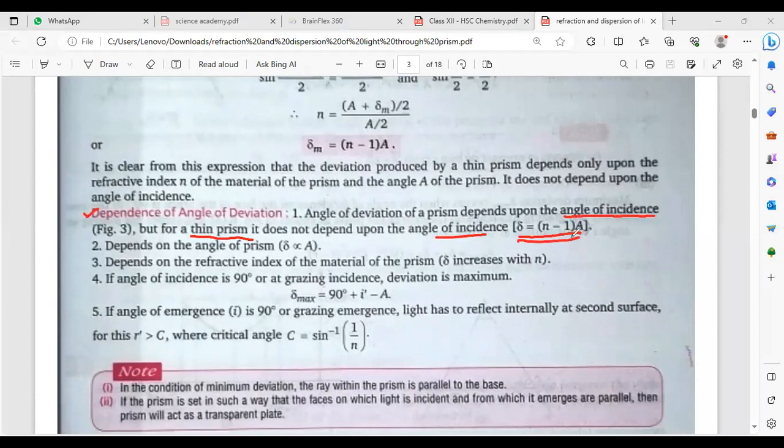Actually, पहला वाला point जो है इनका ये है, सही नहीं. Thin prism के लिए doesn't depend upon angle of incidence, ऐसा नहीं है. It does depend on angle of incidence. ठीक है. Only the delta m, the minimum deviation angle जो है, वो depend नहीं करता है angle of incidence पे. Is that okay?